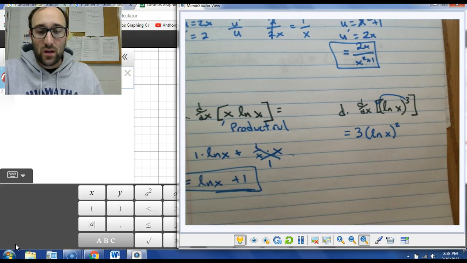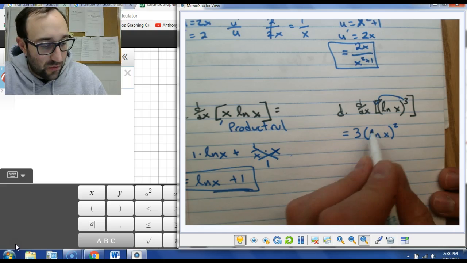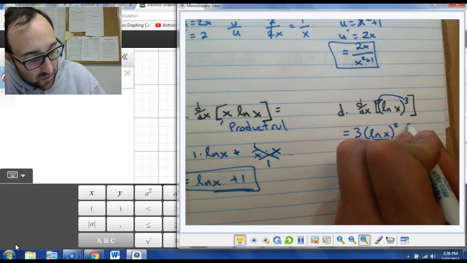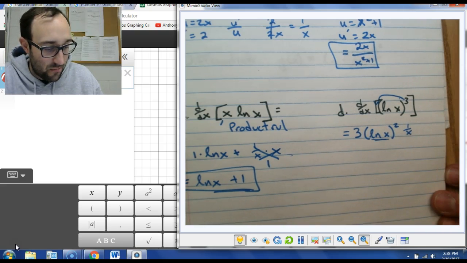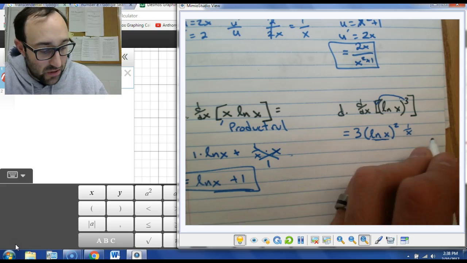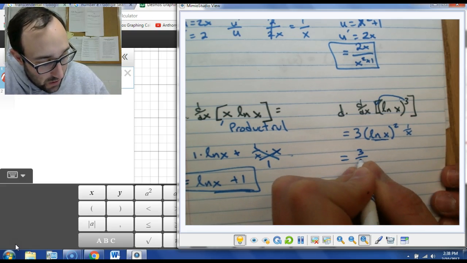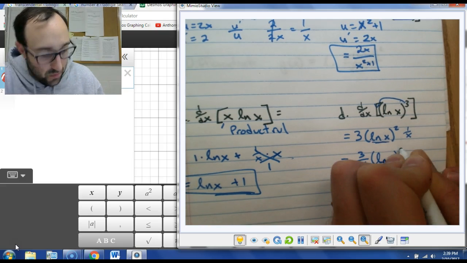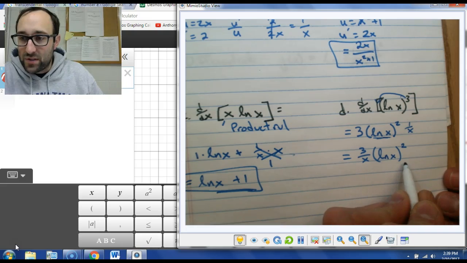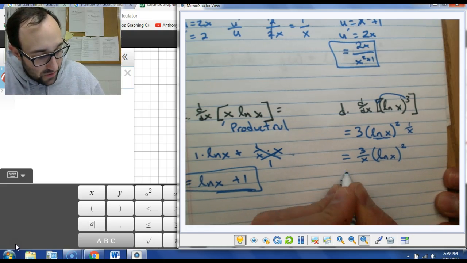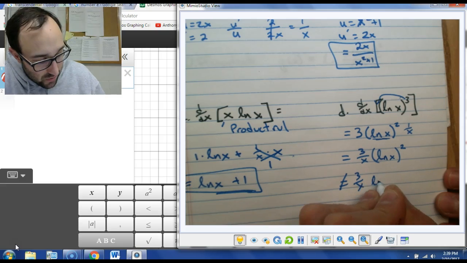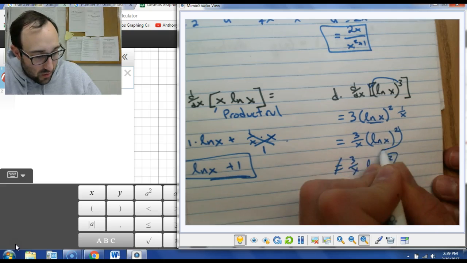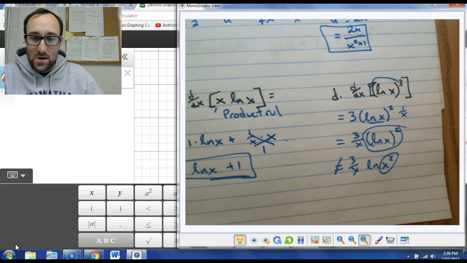But now we have to do the chain rule. Now we have to take the derivative of that thing. What's the derivative of natural log of x? Well, that's just 1 over x. So can we simplify this a little bit better? 3 over x times natural log of x, squared. Now, I would suggest putting parentheses around the natural log, because this is not the same as 3 over x natural log of x squared, right? The square here is either only going with the x, or the square is going with the whole natural log as well. All right, so there you go.